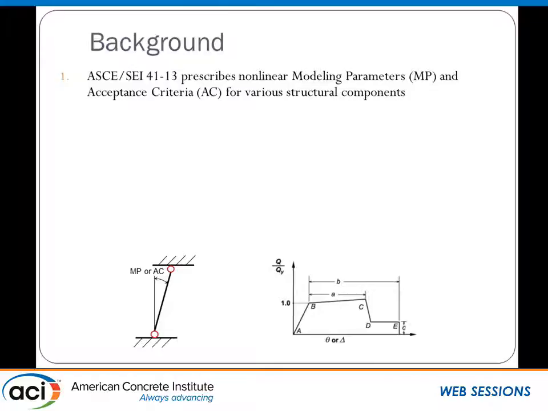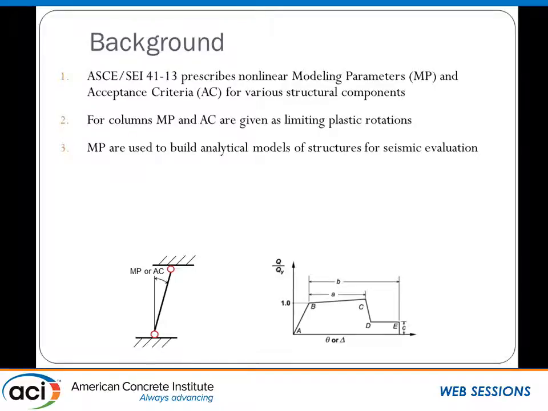parameters and acceptance criteria for various structural components, so columns, beams, joints, and walls. For columns, the modeling parameters and acceptance criteria are given as plastic rotations. So these are plastic rotations for a column, so represented here will give you a plastic rotation or an angle if you want, which is a limiting deformation.